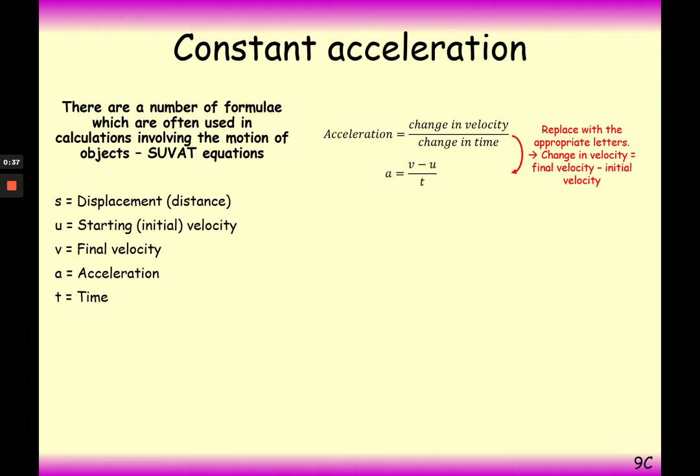Now there we have a formula connecting those four variables, but when you're asked to derive them in an exam, you'll be asked to put it into the more common form. Just using some simple algebra, we get V equals U plus AT.